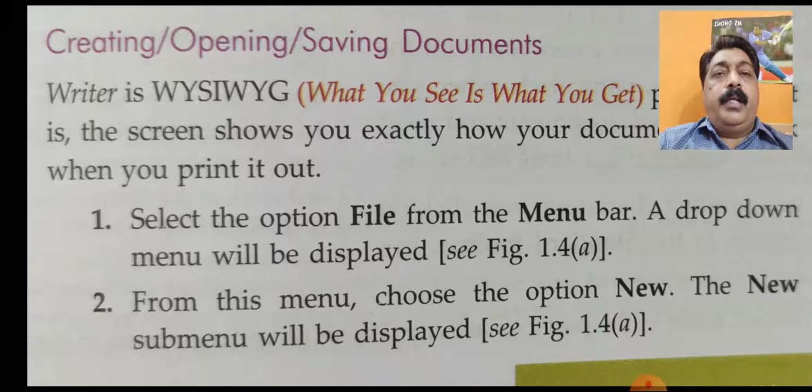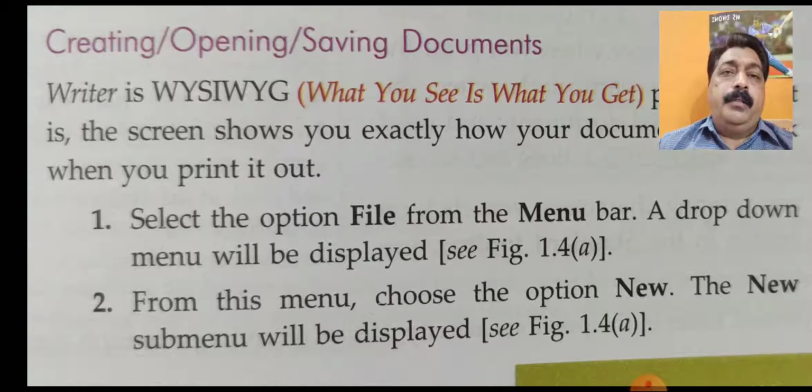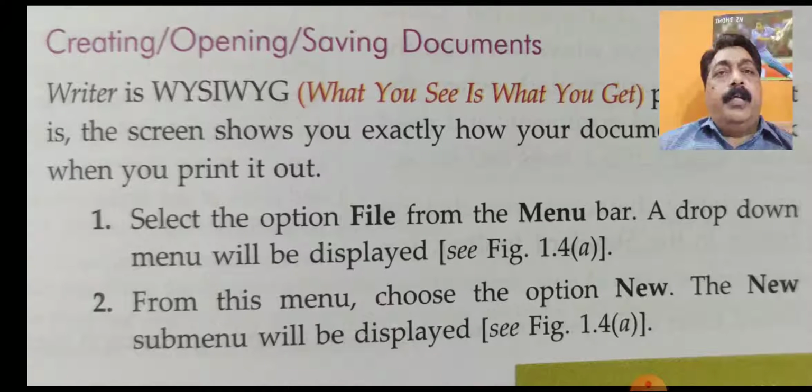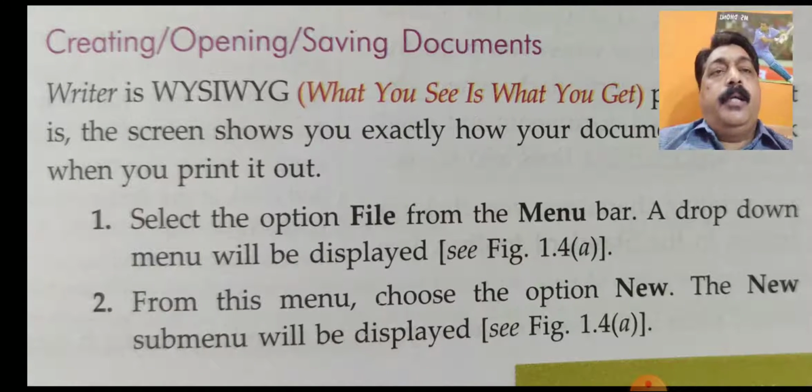Whenever you want to create a new document, you have to click on the File menu, then click on New. If you want to open a saved document, then go to File, click on Open, find the name of the file which you have saved earlier, and click on it, so it will be opened. And third is saving documents. To save any document, we have to go to the File menu and click on Save or Save As. This way it will be saved.